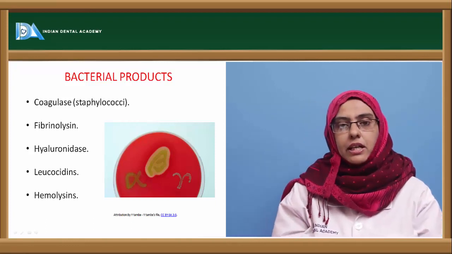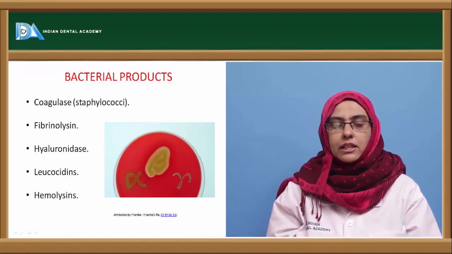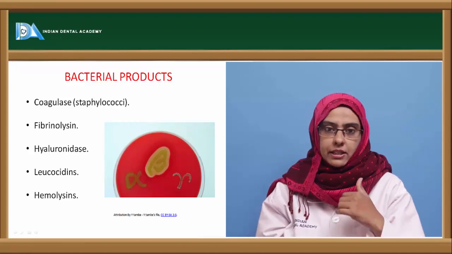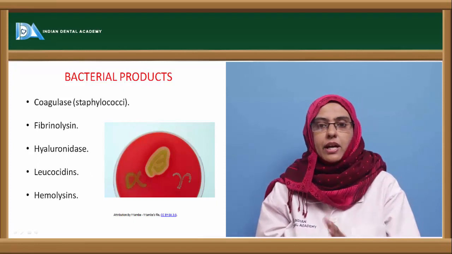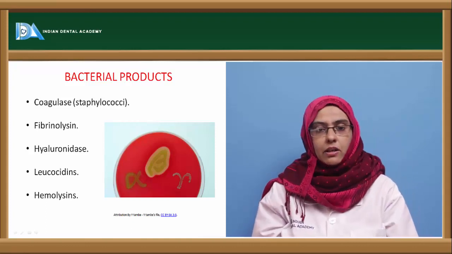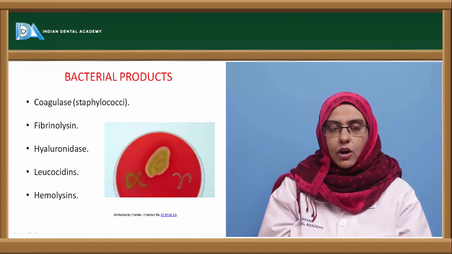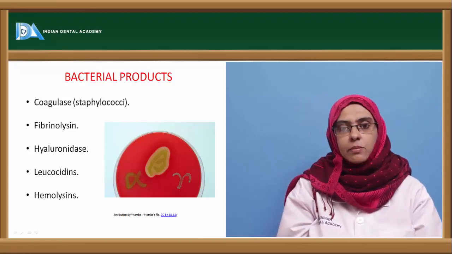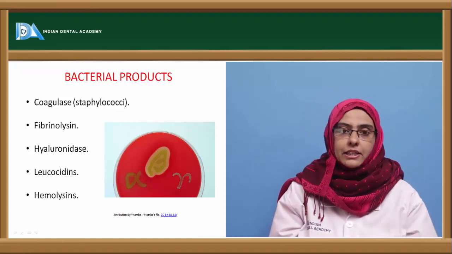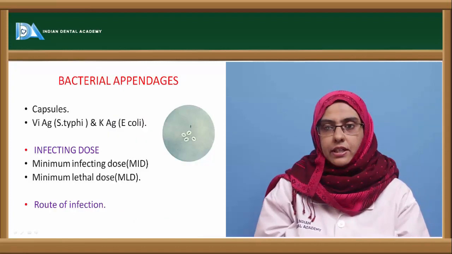Now apart from that, the other bacterial products that are produced are leucocidins and hemolysins. Leucocidins break down the polymorphonuclear leucocytes, thereby inhibiting the immune cells from acting upon the organism and decreasing the immune status of the human host, and hemolysins break down the RBCs of the human host. So these are bacterial products that do not enhance the organism's multiplication, but they prevent the organism from being attacked by the cells of the immune system.